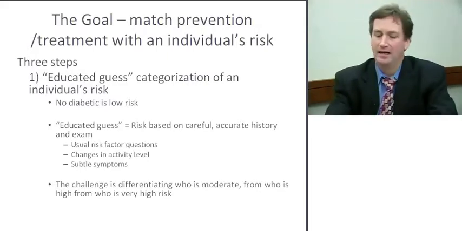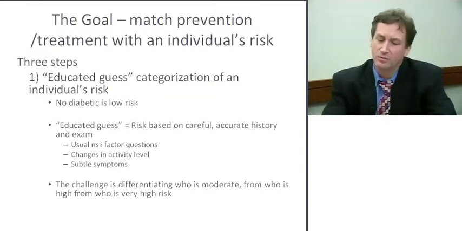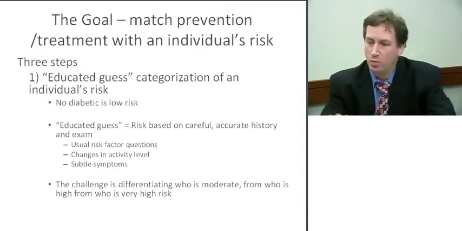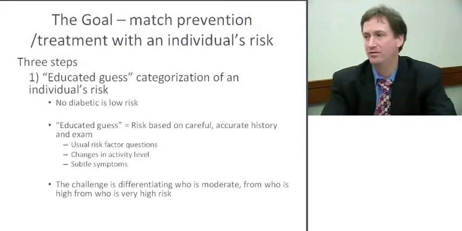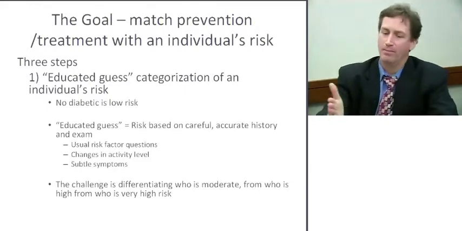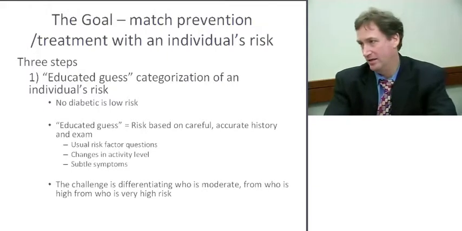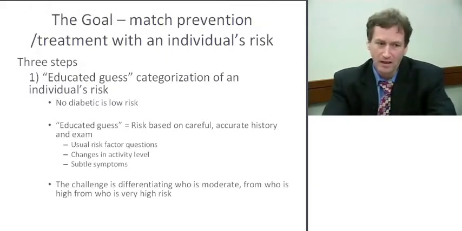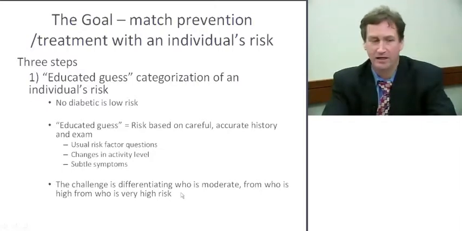Getting people to really say what happens when you walk up a flight of stairs? Why do you not walk up the flight of stairs if you don't? And not allowing orthopedic or other issues to get in the way of trying to assess what's going on with them, backing off to prevent symptoms, I think is key. Then figuring out who's moderate risk and who's high risk and who's very high risk are the keys.